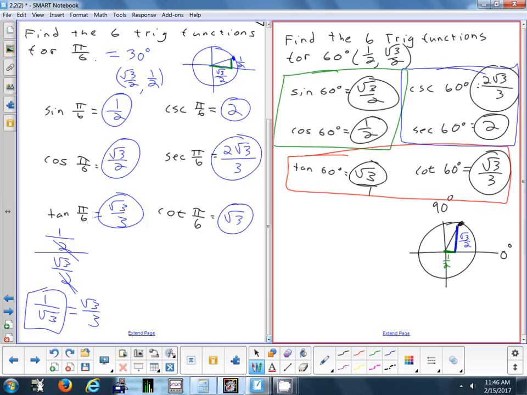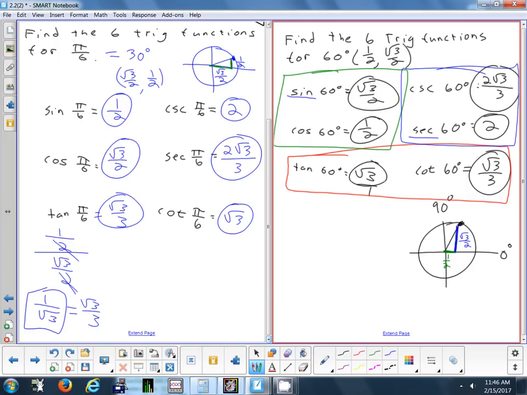I tried to emphasize the co, right? When these functions switch places, they switch with the co of the function. Okay, we call that the co-function. Tangent and cotangent are co-functions because you just put the word co in front of tangent to get the other one. If you put the word co in front of this one, you get cosine. And if you put the word co in front of that one, you get cosecant. Okay? So those pairs of functions that switch places are called co-functions. Any questions on getting the 6 trig functions for 60 degrees?